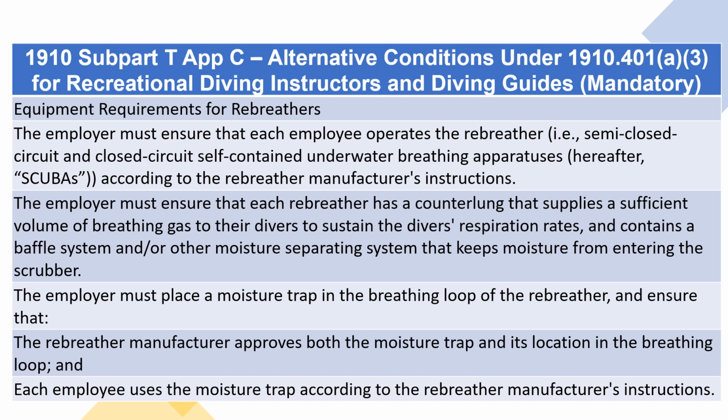The employer must ensure that each employee operates the rebreather, i.e., semi-closed circuit and closed circuit self-contained underwater breathing apparatuses, hereafter, SCUBAs, according to the rebreather manufacturer's instructions. The employer must ensure that each rebreather has a counterlung that supplies a sufficient volume of breathing gas to their divers to sustain the divers' respiration rates, and contains a baffle system and/or other moisture separating system that keeps moisture from entering the scrubber. The employer must place a moisture trap in the breathing loop of the rebreather and ensure that the rebreather manufacturer approves both the moisture trap and its location in the breathing loop, and each employee uses the moisture trap according to the rebreather manufacturer's instructions.